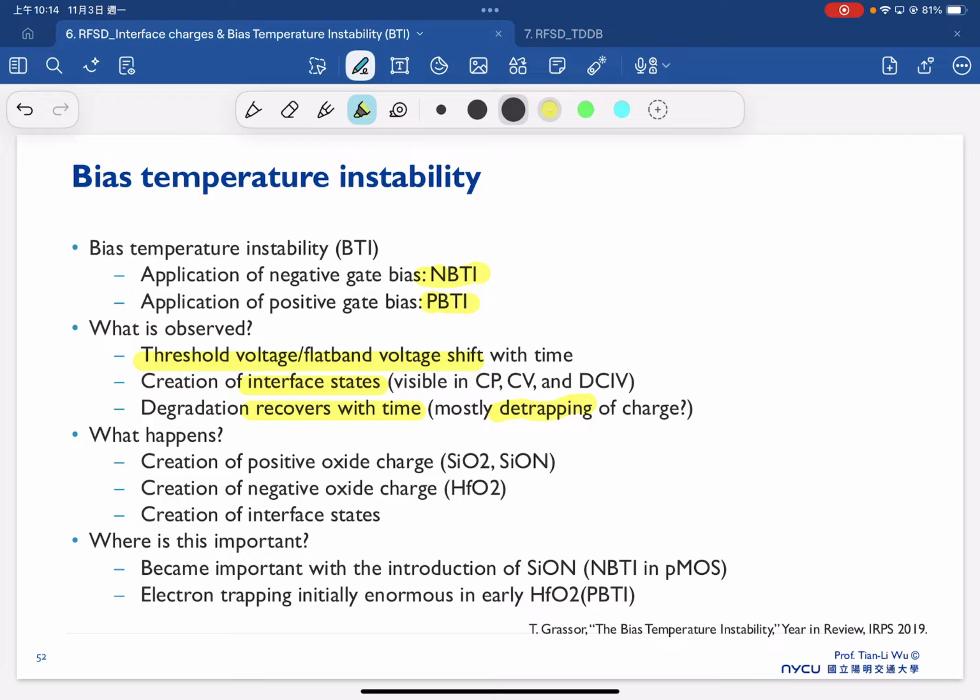So this can be ascribed to several possible reasons. For example, positive oxide charge or negative oxide charge, depending on what kind of dielectric you use. That's also related to the creation of interface states here. This becomes very important with silicon oxynitride, which is used in the PMOS and suffers NBTI, and in the early days hafnium oxide also suffered a huge PBTI effect.